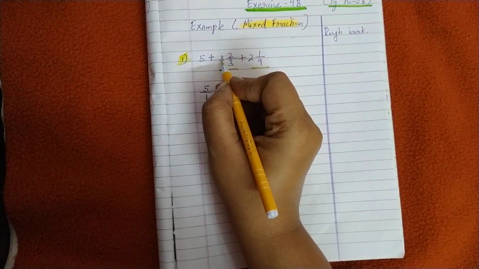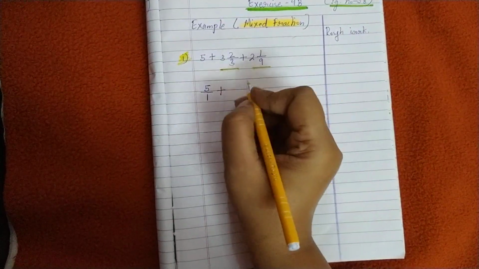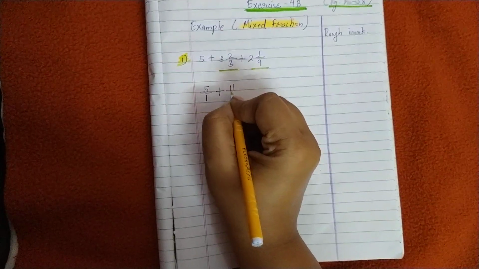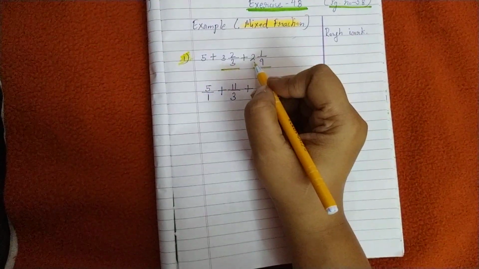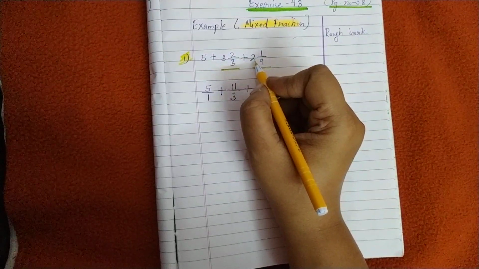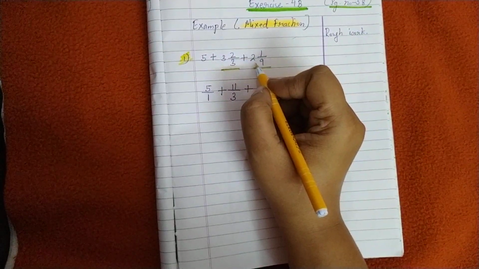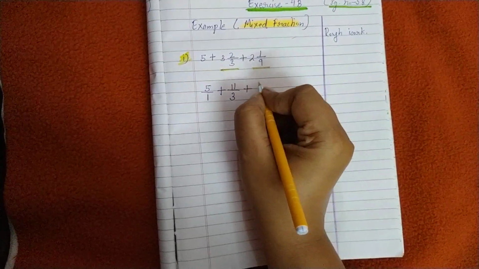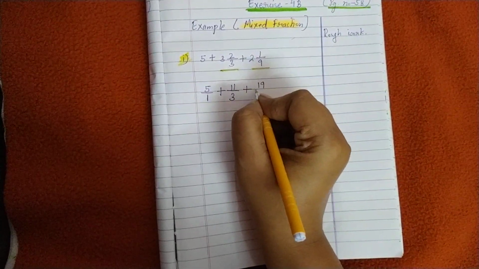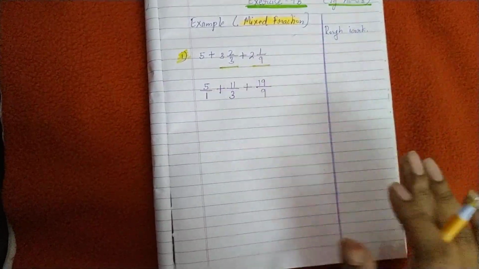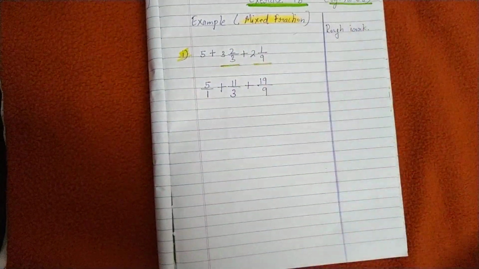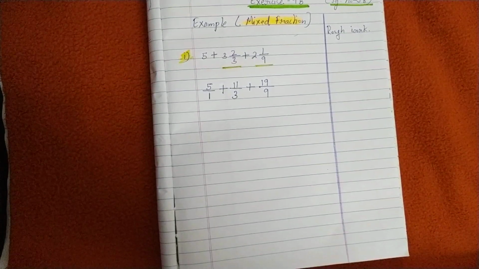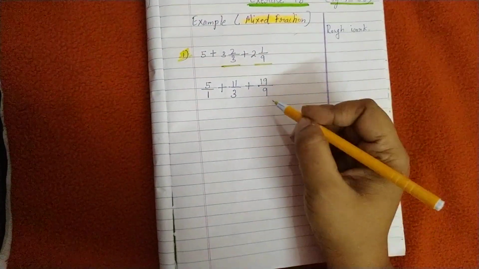Plus, change into improper fraction. 3 times 3 is 9. 9 plus 2 is 11. So this will be 11 upon 3. Plus 9 times 2 is 18. 18 plus 1 is 19. So 19 upon 9. So children, this step is clear. We have simply changed into improper fractions.